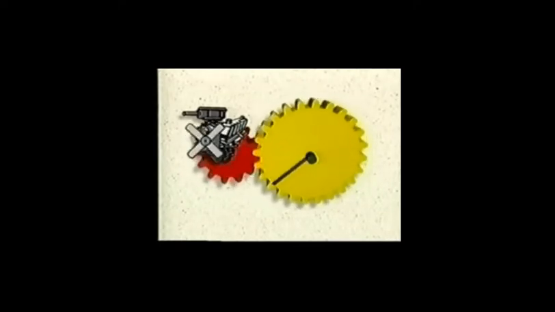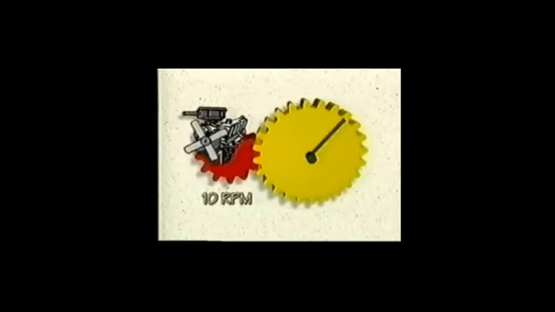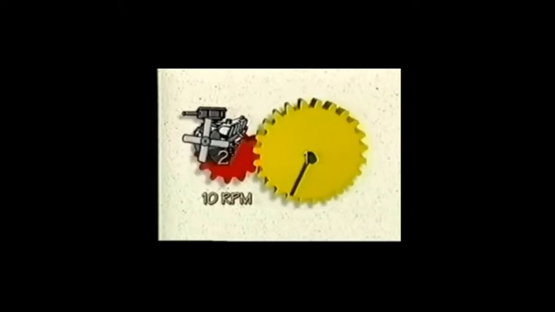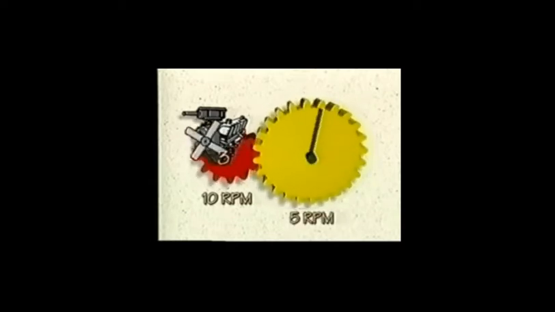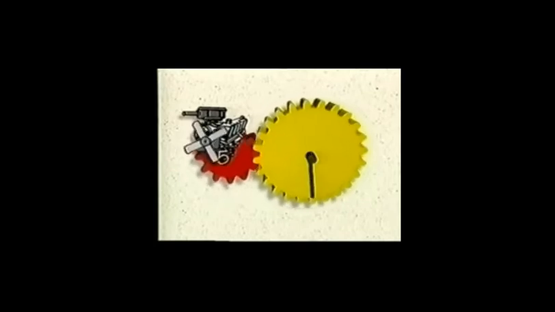If the driver gear is turning at the rate of 10 revolutions per minute, the driven gear will turn at only 5 revolutions per minute. The ratio of the number of revolutions of the driver gear to the number of revolutions of the driven gear is called the gear ratio.